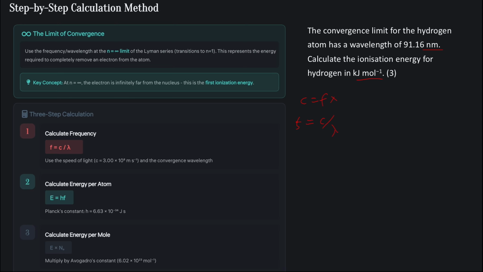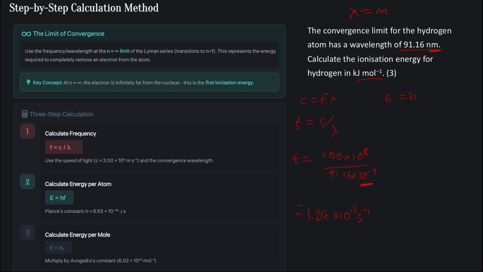Now, we're going to plug in the values which were mentioned in the question, okay? So that would come out to the speed of light, which is found in your data booklet, 3 times 10 to the power of 8, divided by 91.16 times 10 to the minus 9. And you might notice, why did I put a 10 to the power of minus 9 here? Well, it's because wavelength is given in meters, and this is given in nanometers. So this will give us an answer of 3.29 times 10 to the 15 seconds to the power of minus 1.